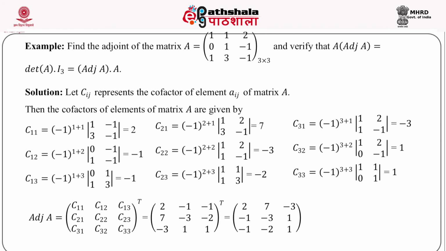Now find the adjoint of this matrix and verify that A into adjoint of A is equal to determinant of A into identity matrix of third order, which is again equal to adjoint of A into A. So let us find the cofactors of matrix A. These are the cofactors of the first row, these are the cofactors of the second row, and these are the cofactors of the third row. So we have adjoint of A is given by this matrix.